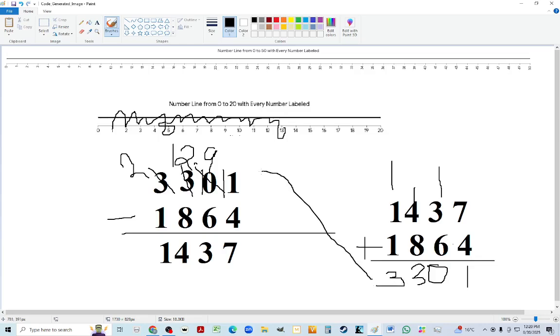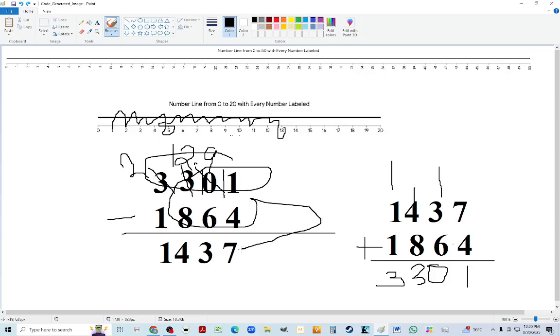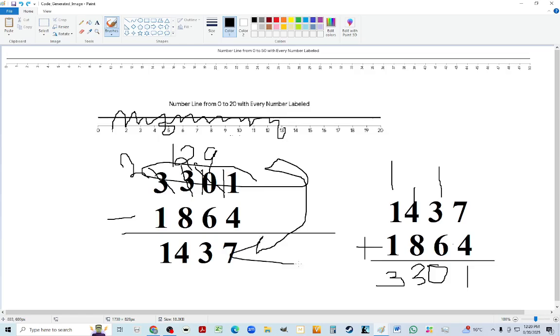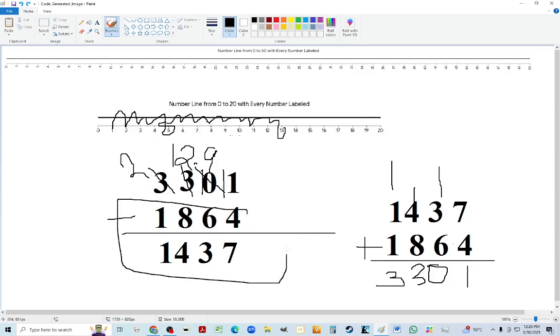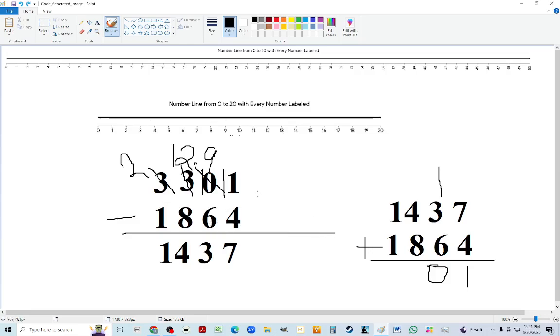3, 0, 0, 1. So I can see 3001 minus this number is going to be equal to this number. But I can also see that when I add these two, I get the original number. Not true when you add this one to that one. That does not equal that one. It's only for these two smaller numbers that will add up to the bigger. Just something to note.